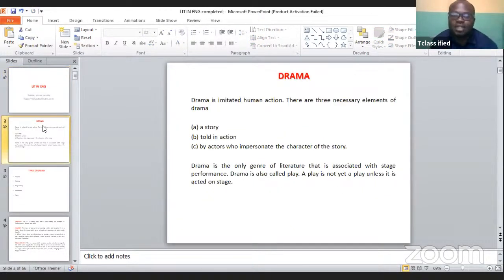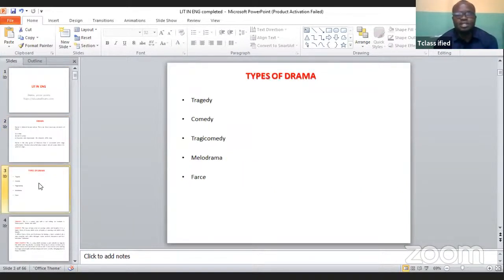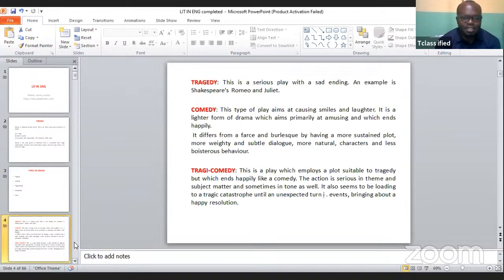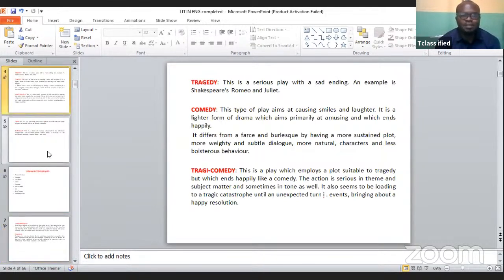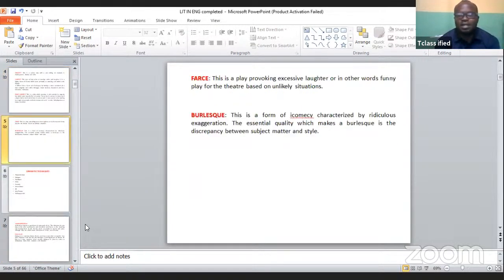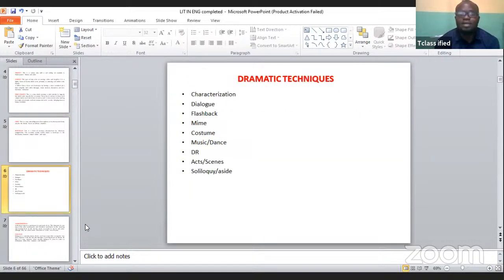Okay, so let's just lay it down. We looked at drama, types of drama, where we looked at tragedy, comedy, melodrama, and farce. And we looked in detail at what these types mean. And we went on to look at the techniques involved in drama, where you have characterization, having the actors, the characters that are supposed to take part.